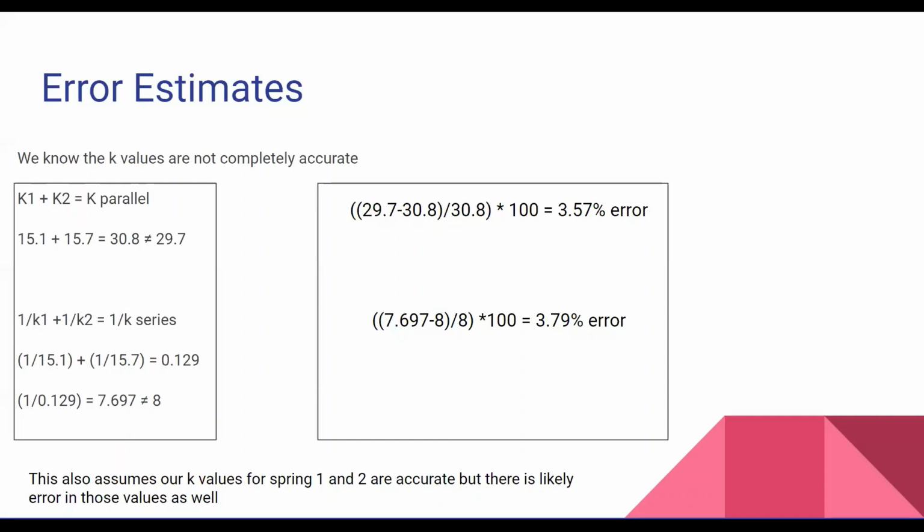For the error estimates, we know that the K values are not completely accurate. The K value for a parallel spring should be the first spring constant plus the second spring constant. And we can see that this value is not exactly the same. And this is also true of the K value for the springs in series. And so our percent error calculation over here shows how far apart those values actually are. Although this also assumes that our K values for spring 1 and 2 are accurate, but there is likely error in those values as well.